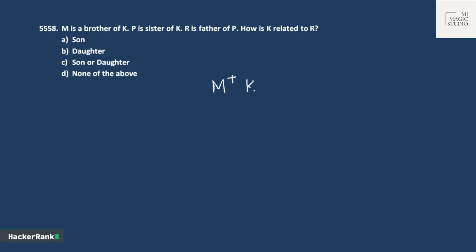M is brother of K. Okay. Plus sign means male. I'll use minus sign for female. P is sister of K. R is father of P. That means R is father of all these three. How is K related to R? We don't know the gender of K. K can be either son of R or K is daughter of R. So we'll mark option C, either son or daughter.